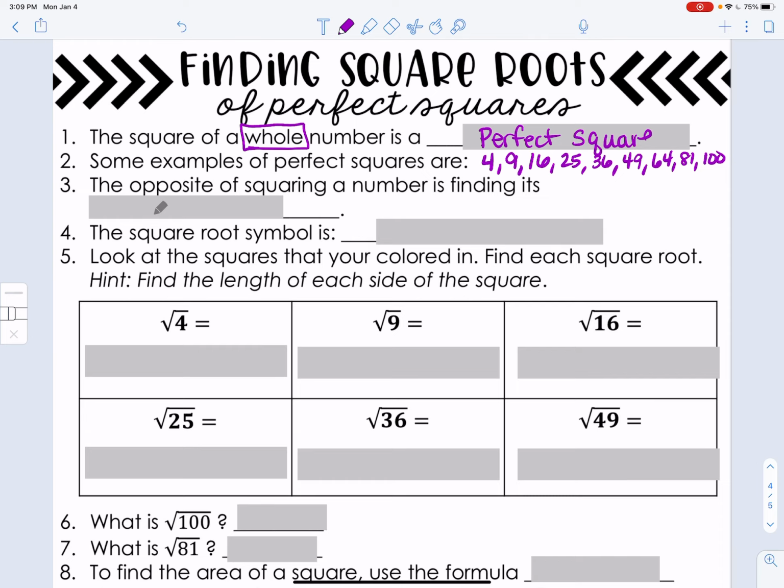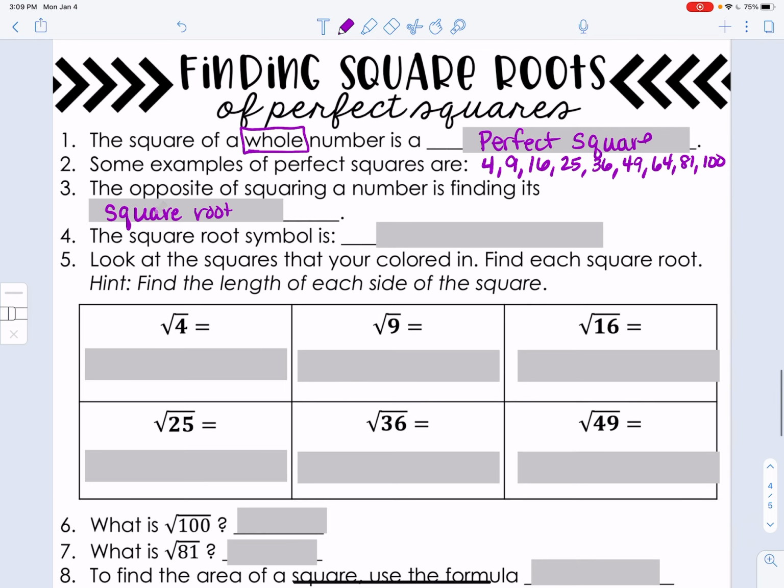The opposite of squaring a number is finding its square root, which is where it started from. The square root of 4 would be 2. So its root was 2 because it's 2 times 2. The square root symbol is, and you can't type that, but it's a radical sign, symbol.